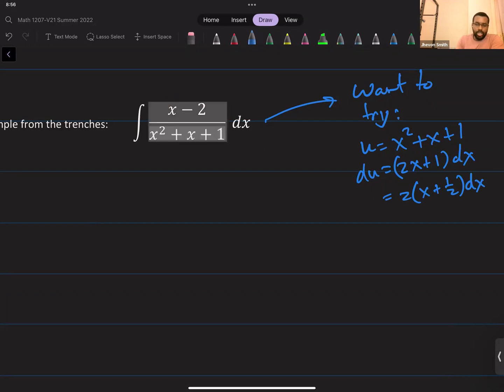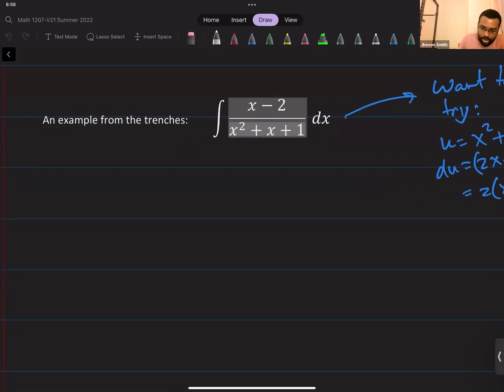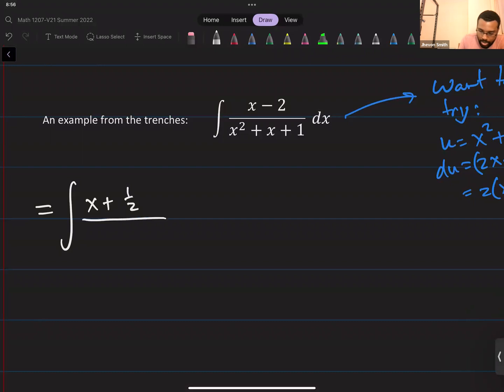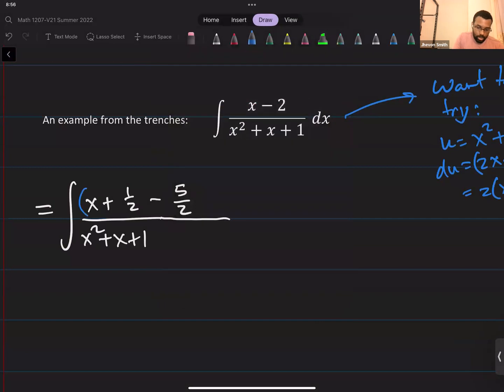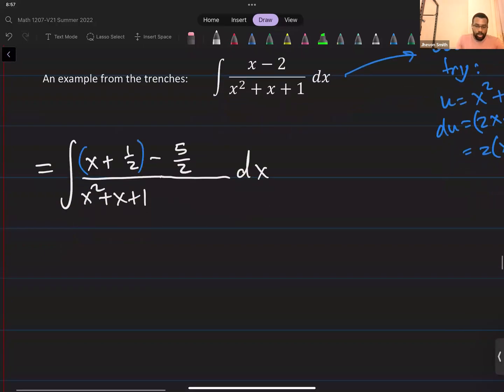So here's something you could try to get to work. You could break this up into two parts. Put the x plus 1/2, and then I'm going to write the minus 2 in a way that I can have 1/2 there as well. That's going to be minus 5/2. If you take plus a half minus 5/2, you actually get minus 2. So I can break this into two parts. With the first one, a substitution would work, but not with the second one. So I would break this up.